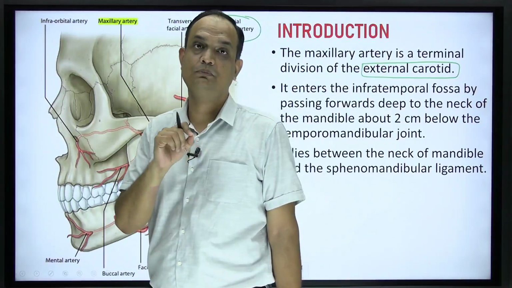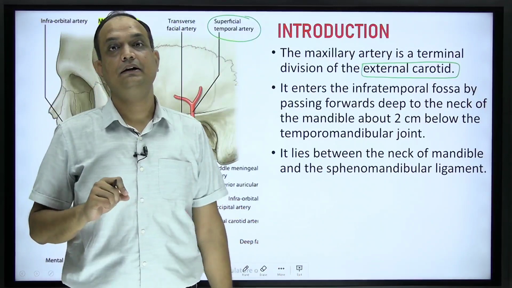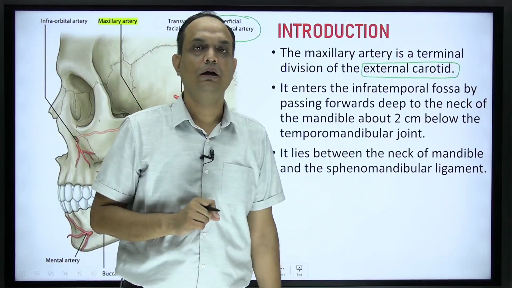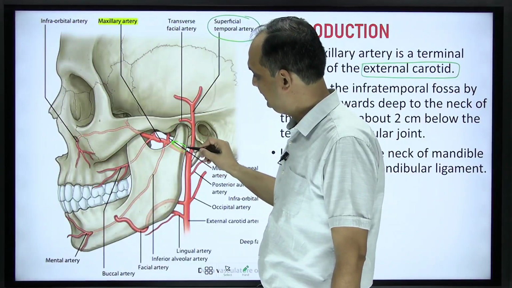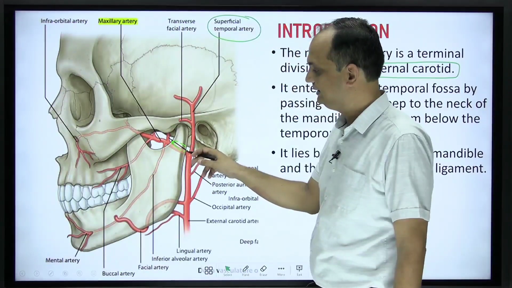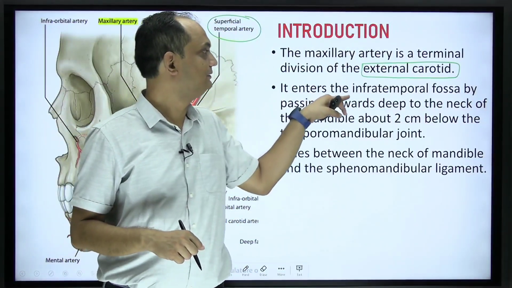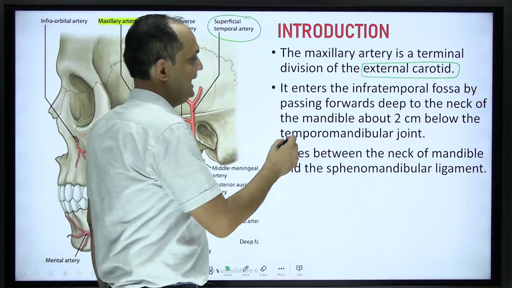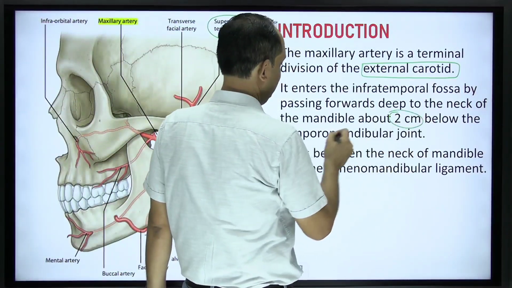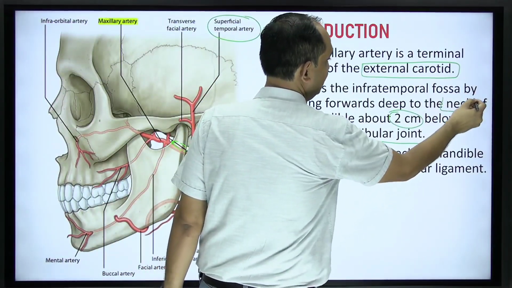So this is the first and most important question for your exam, that the maxillary artery arises at what level? Answer is at the neck of the mandible. So this is the neck of the mandible, and at this level you can see that the artery is arising from the external carotid. So it enters the infratemporal fossa by passing forward deep to the neck of the mandible, 2 centimeter below the TM joint, and the important thing is the neck.